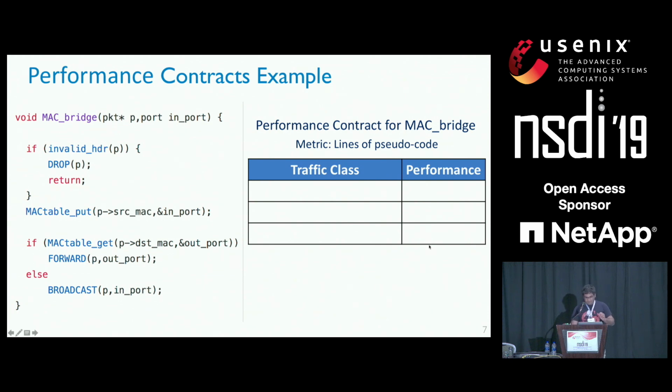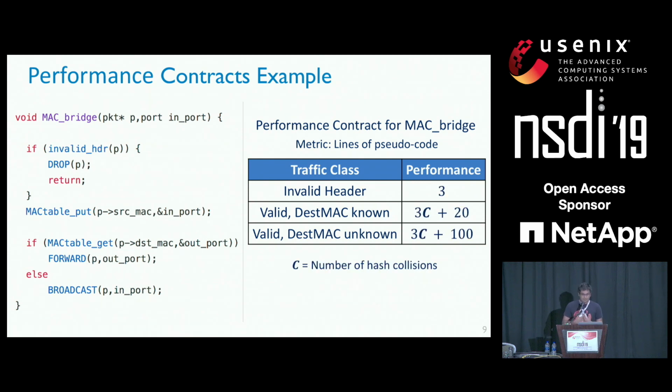So in this NF, we have 3 packet classes: packets with invalid headers, packets with valid headers whose destination MAC address is known, and packets with valid headers whose destination MAC address is unknown. And finally, the performance. For invalid headers, you have a constant cost of 3 instructions, while for valid headers, the performance is a linear function of the number of collisions you encounter during your put and get operations. And here, the performance is represented as a function of C, which is the number of hash collisions, which is the performance critical variable for this NF for this metric.